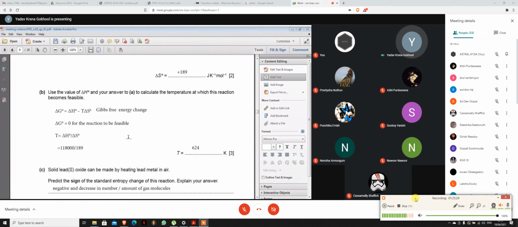Here you have a calculation where for the reaction to be feasible, the delta G naught has to be 0. And then you make T the subject of the formula, but you have to convert delta H naught from kilojoule to joule, because you can see delta S naught is in joule and delta H naught is in kilojoule. So this small change you have to do.